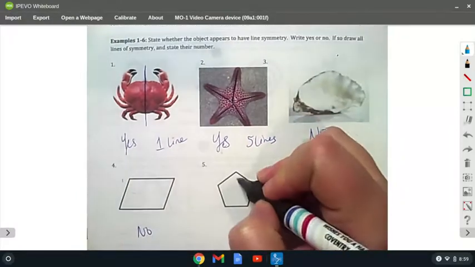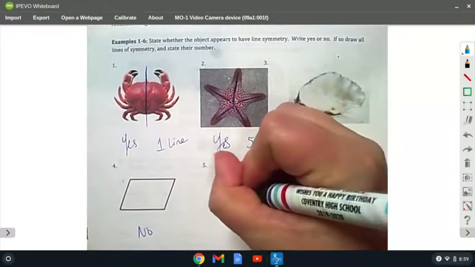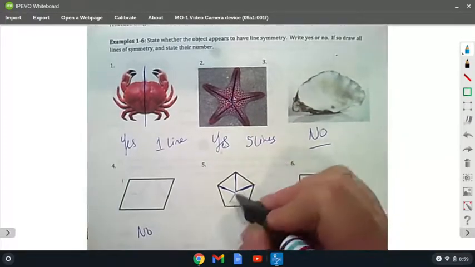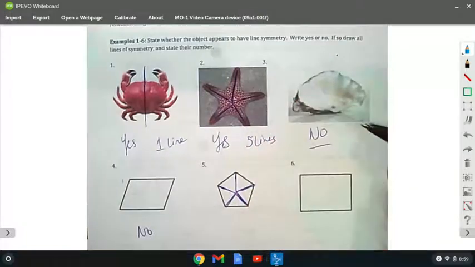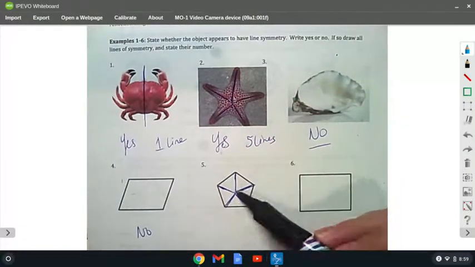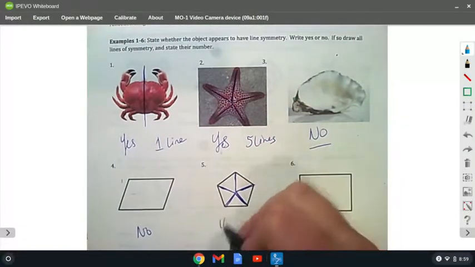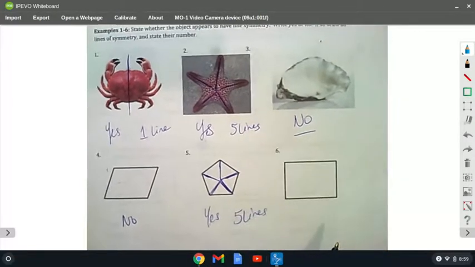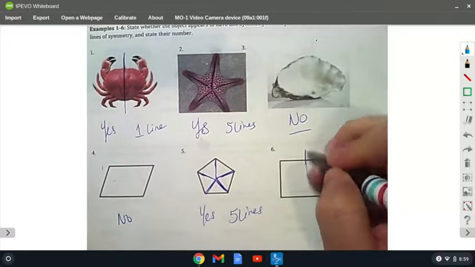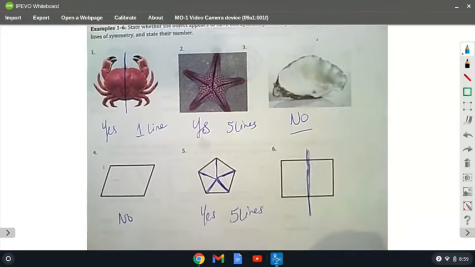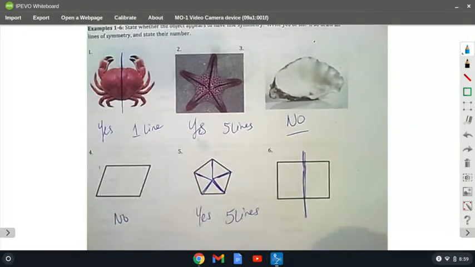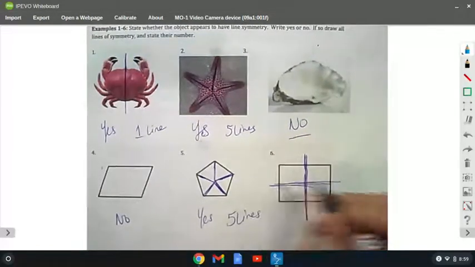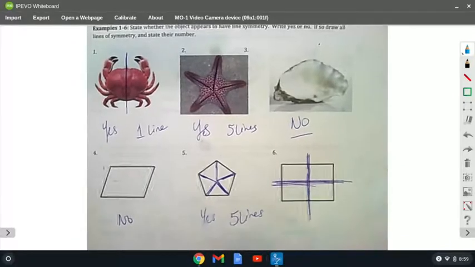This is very similar to the starfish. If I take a line and put it at each vertex, remember vertices are just those corners, I can make these 5 equal triangles. So yes, this has lines of symmetry. It has 5 lines. This one, I can cut this rectangle in half. It's kind of like, if you remember from elementary, hot dog or hamburger style. So hot dog, this would be hamburger. So I can cut it either way and make the paper equal.